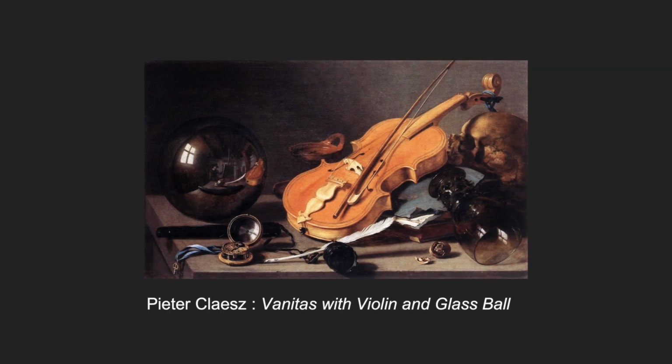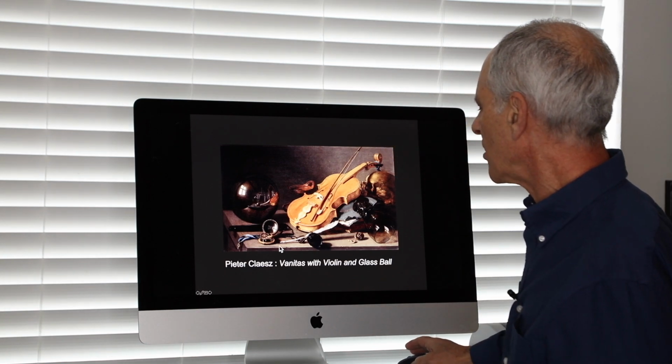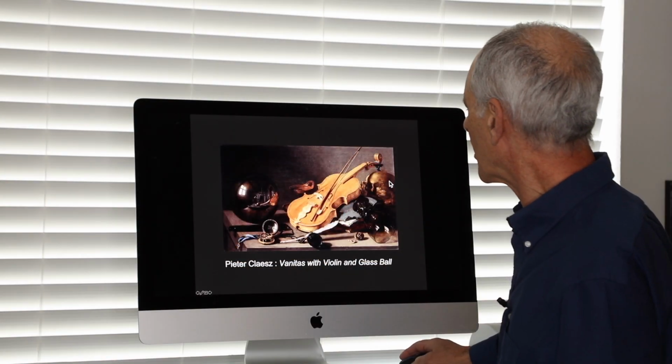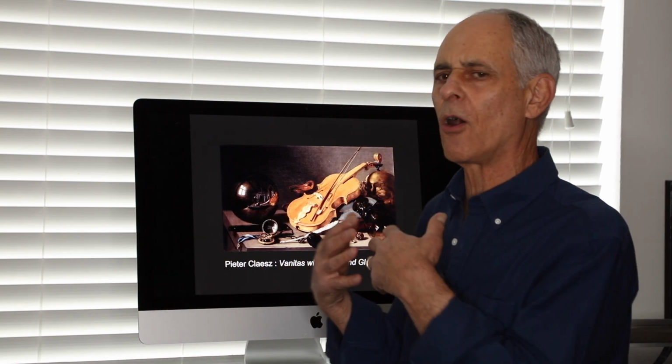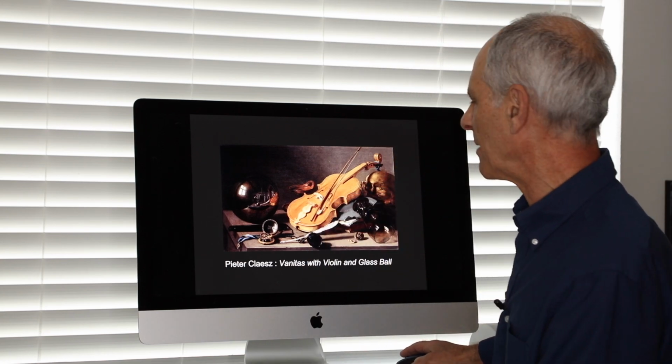Here's Peter Claes, a vanitas with violin and glass ball. This is the other side of that kind of still life painting. Here he is back here. You can see him in the reflection. And when you look at his still life, the strings are broken on the violin, the glass is tipped over, the watch may or may not be working. And over here is this skull. And there is no better metaphor for mortality in the face of all of these trappings of wealth than a skull. It lets you know you are not here forever, rich as you may be.